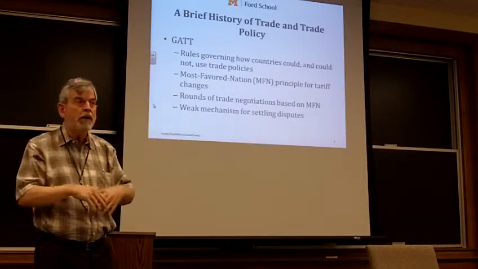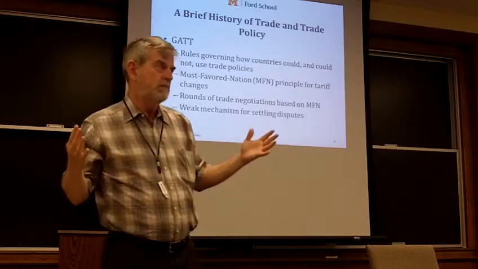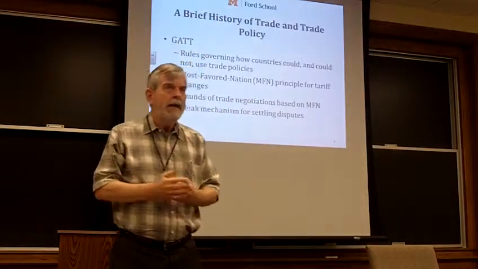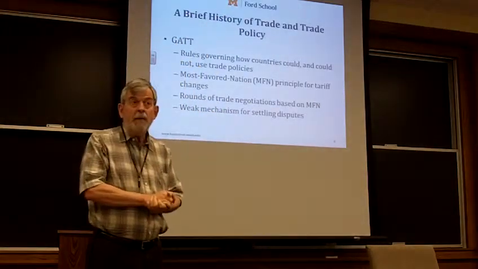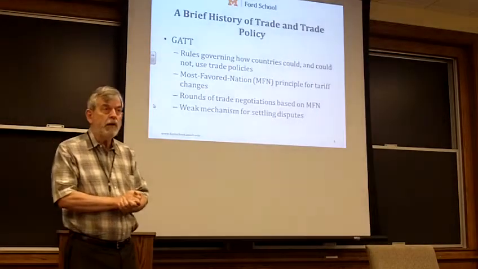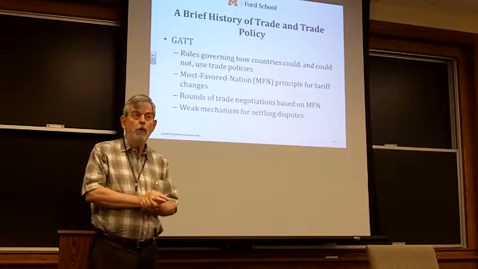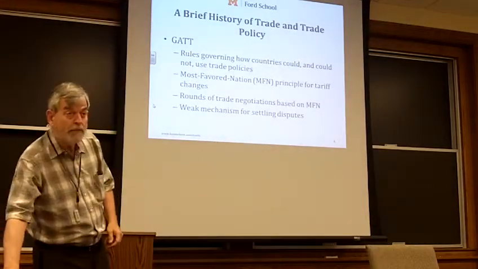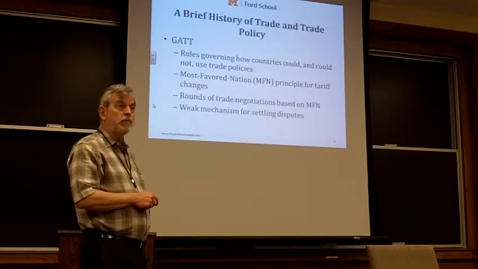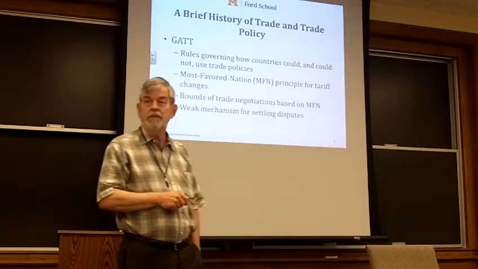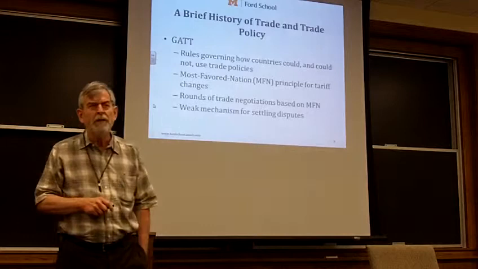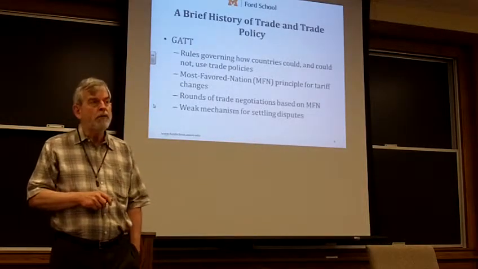So it's tariffs that were on average maybe 40% ad valorem, that is on the value of the goods, in the late 40s, are today about 4%, about 1/10 of what they were before. And most of that reduction, at least for the industrialized countries, was a result of these negotiations. They were called rounds of trade negotiations that spread their benefits across all the members of the GATT because of this MFN principle.